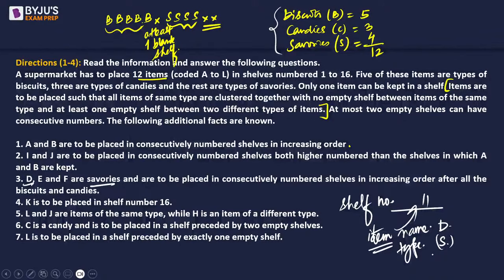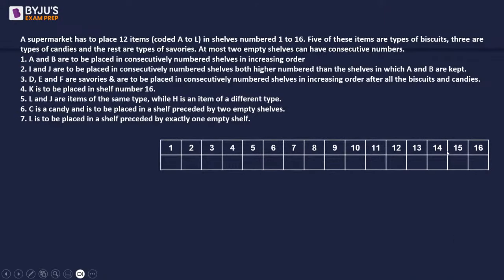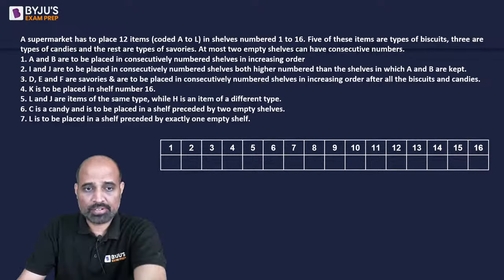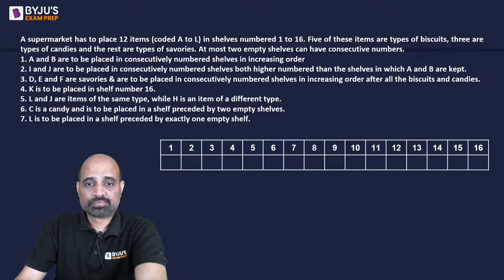Now, since out of these 3 attributes, one attribute is numerical and everything is going to be arranged as per the shelf number, we are supposed to have a table where we will be writing down all the shelf numbers from 1 to 16. And then we'll be placing down the names and the types of the items that the supermarket is going to keep, right? Okay. So let's do one thing. Let's draw a table like that, and I will unhide myself.